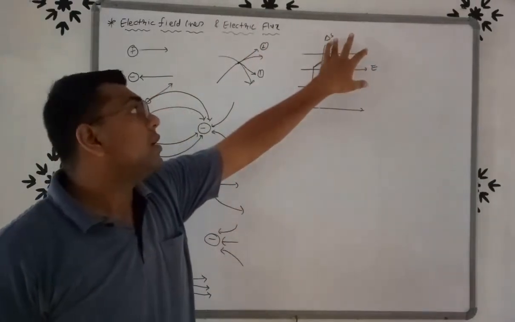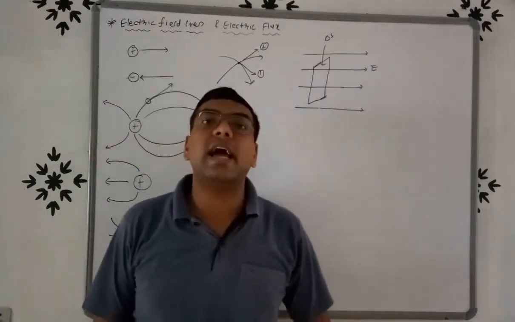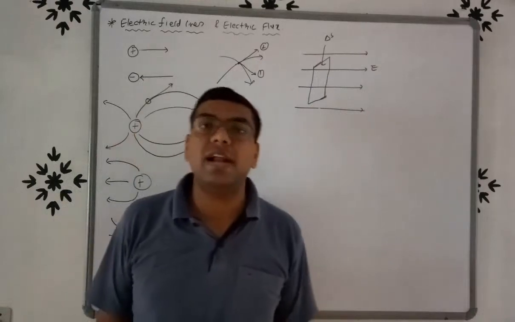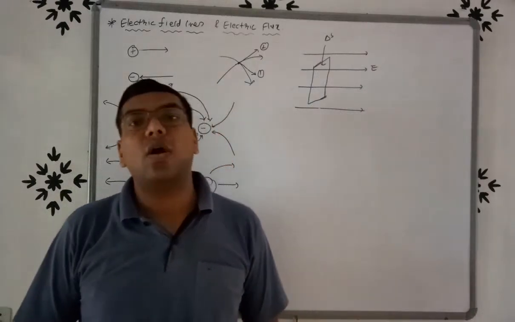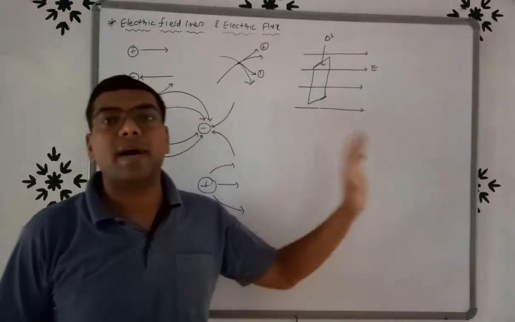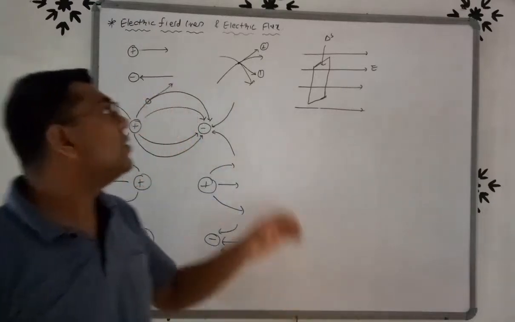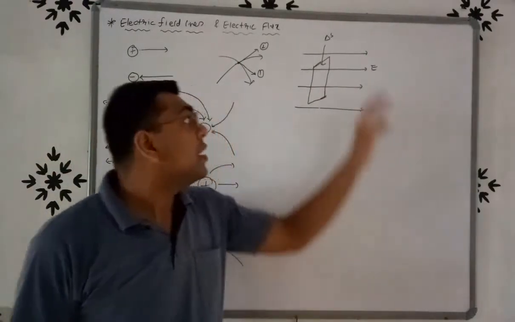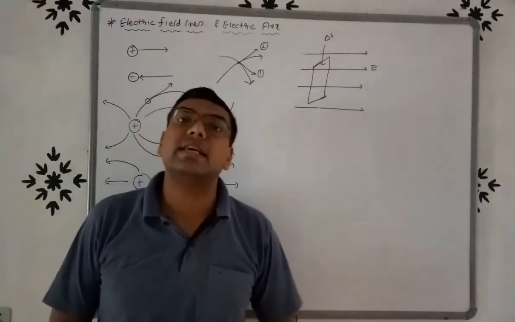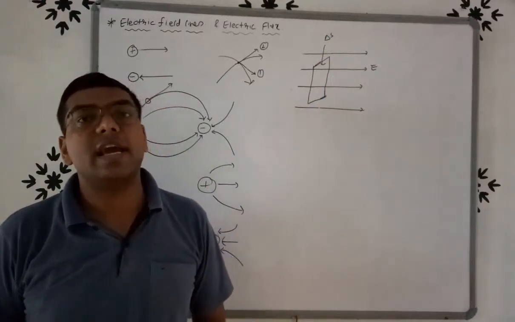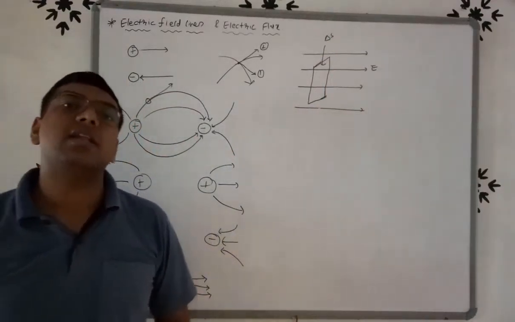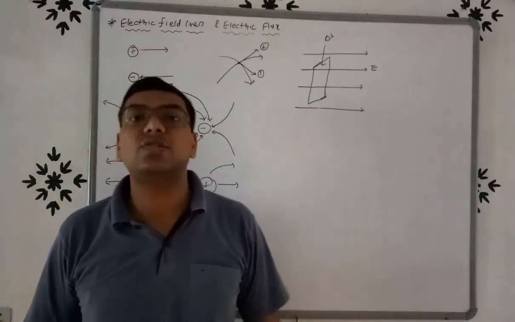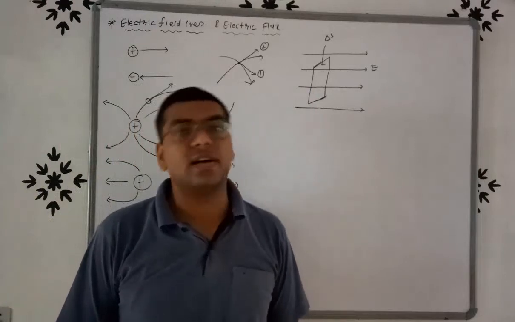Again, area delta S placed normal to the electric field, then the number of electric field lines passing through it is known as the electric flux. Okay, again I repeat. Area delta S is placed normal to the electric field, then the number of electric field lines passing through it is known as the electric flux.